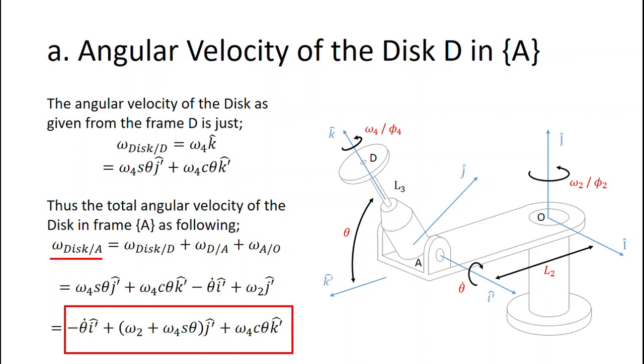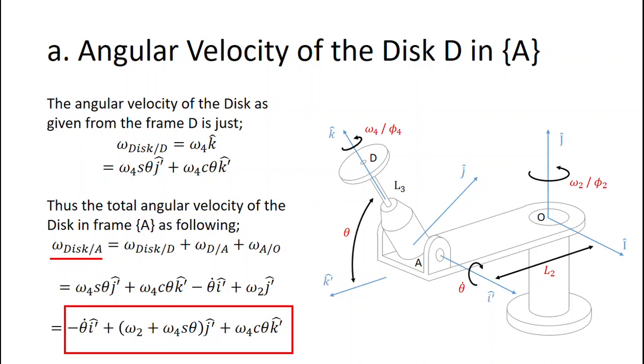The angular velocity of the disk at its center is omega 4 k. We can project that into the A frame as omega 4 sine of theta j prime plus omega 4 cosine of theta k prime. Again, this is the same as projecting from this tilted angle of theta to i prime, j prime, and k prime. This is also the same as multiplying it by the rotation matrix that we determined previously.